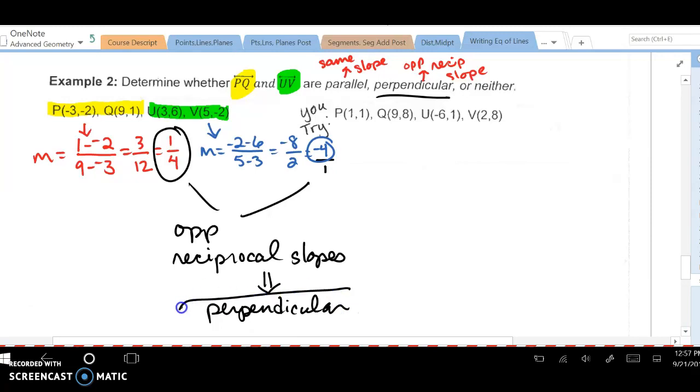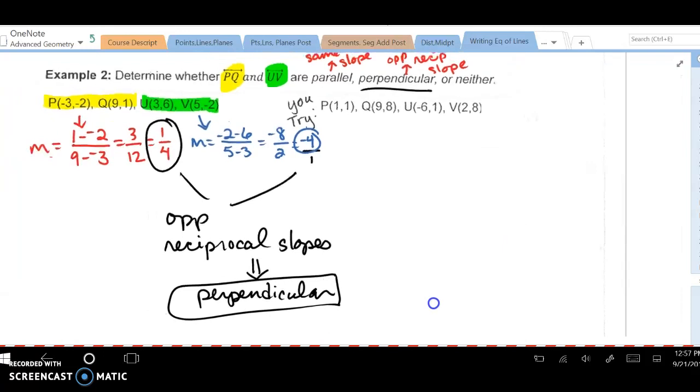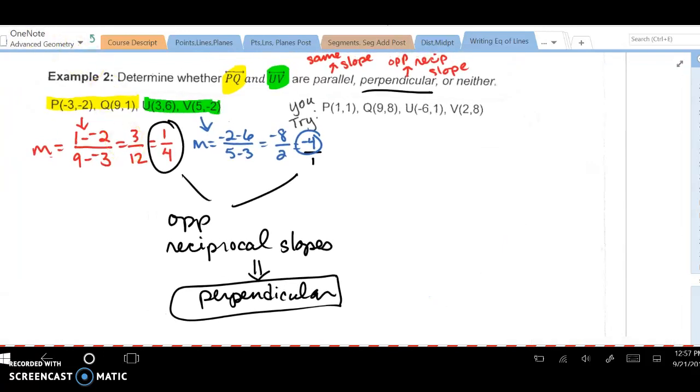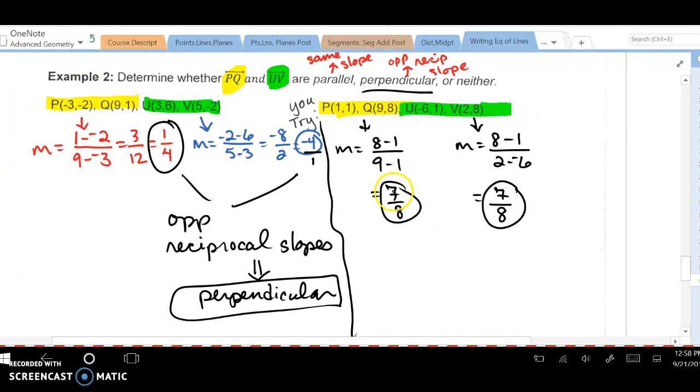Okay, so you might want to pause the video here and do the U-try, and we can come back and check and see how you did. Okay, so here I found the slope of PQ was 7/8, the slope of UV was 7/8, and so since they have the same slope, they are parallel this time.